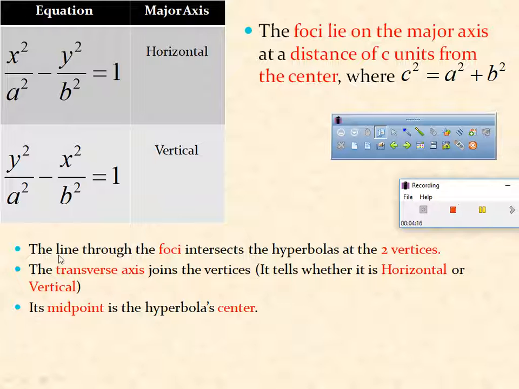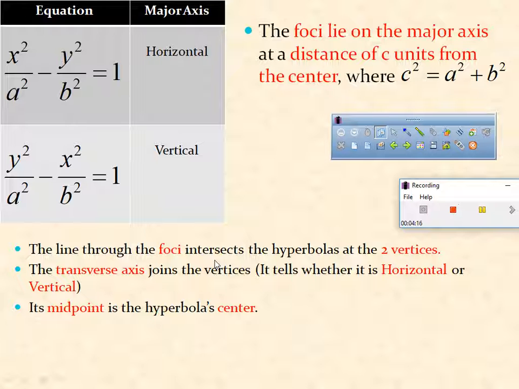All right, now a couple of things. The line that goes through the foci intersects the hyperbola at the two vertices. That's the same as the ellipse. The transverse axis joins the vertices, so it's not called the major axis here, it's just called the transverse axis. And it tells whether it's horizontal or vertical, so in other words, if it opens up and down or left and right. And finally, the midpoint is at the hyperbola center.